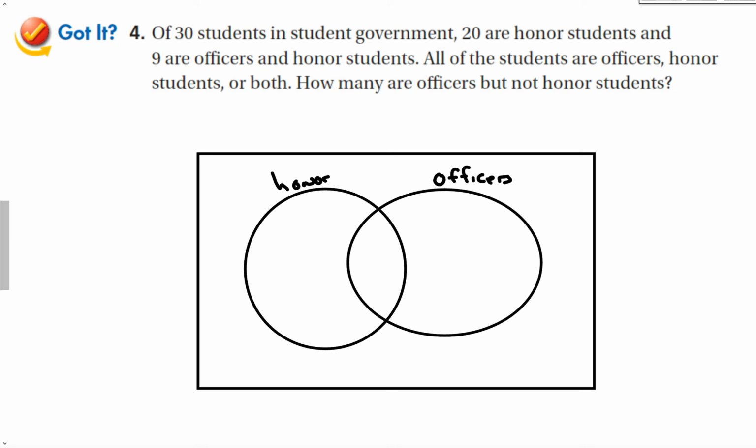Okay, so the universe has 30 people in it, so we can't have more than 30 people. There are only 30 people in the student government. 20 are honor students, but I'm not sure where to put them inside of this. And 9 are officers and honor students. So there are 9 people there, which makes 11 people there, because these two numbers have to add up to 20, because there are 20 honor students. And then there are only 30 people total. So that means that there are 10 officers who are not honor students.